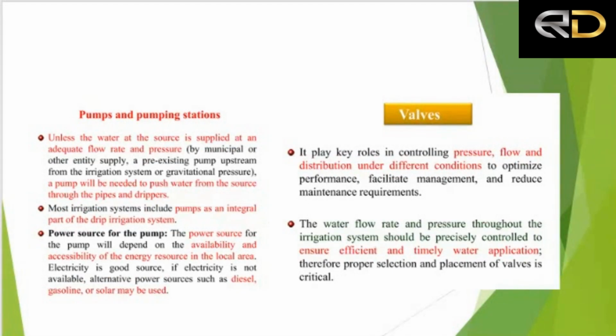So what are the valves? They play a key role in controlling pressure, flow and distribution under different conditions. To do what? To optimize. What do we have to optimize? The performance of the pump and the performance of our irrigation system, which depends on pressure and on flow distribution.